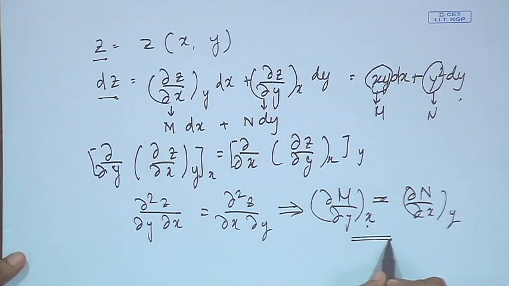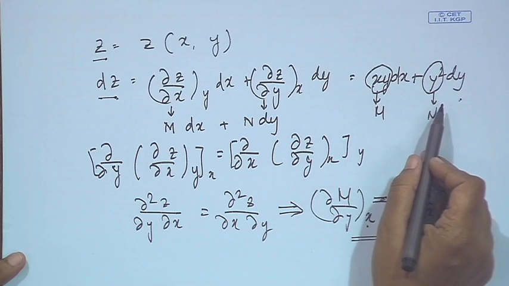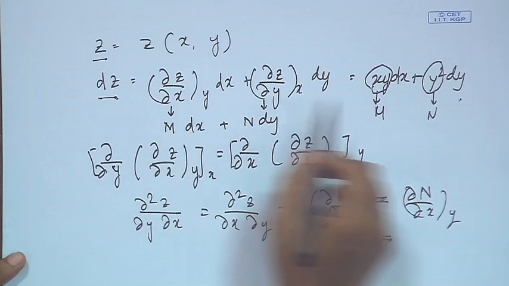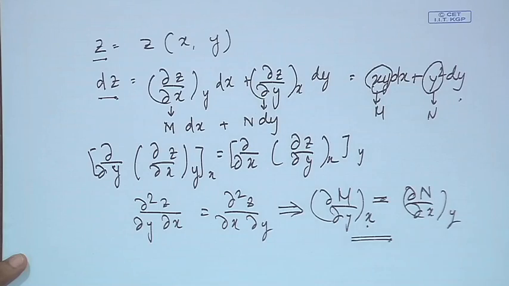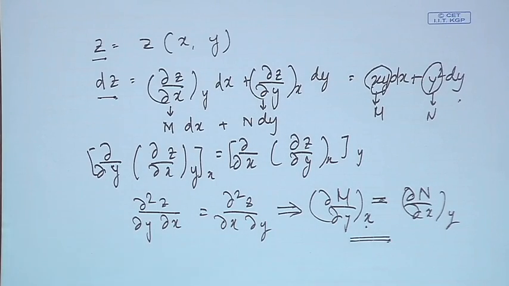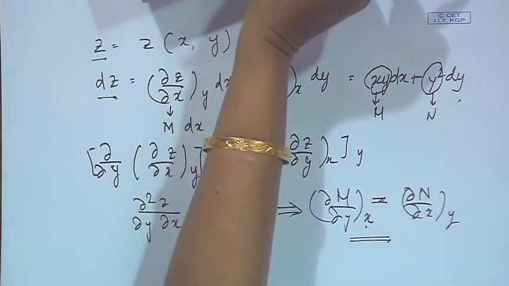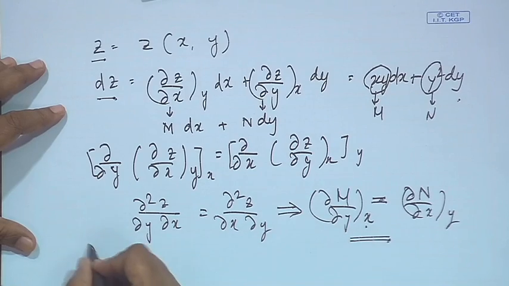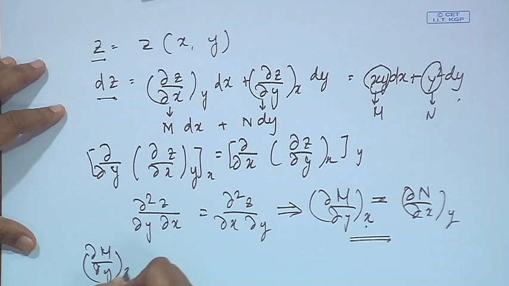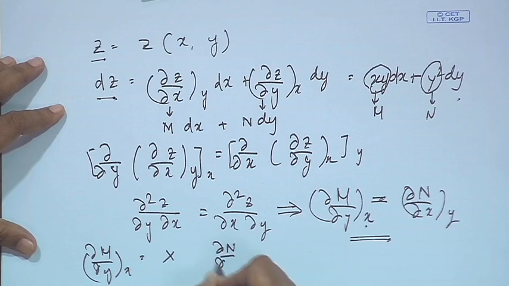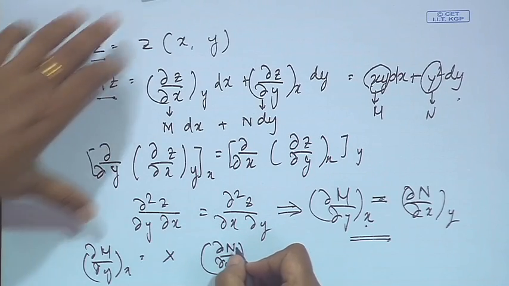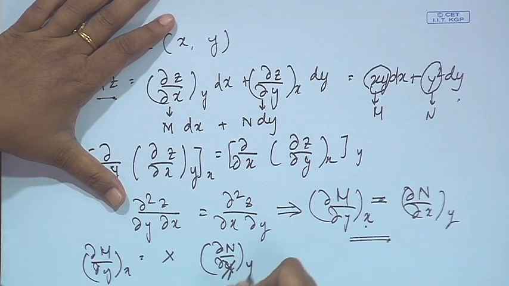Once we verify this, and we find that this holds true, then we can always say that this particular equation of state is thermodynamically consistent. So, let us see what del M del y at constant x is under this particular condition. Here we find that del M del y at constant x is nothing but equal to x, right, and del N del x at constant y is equal to y square.